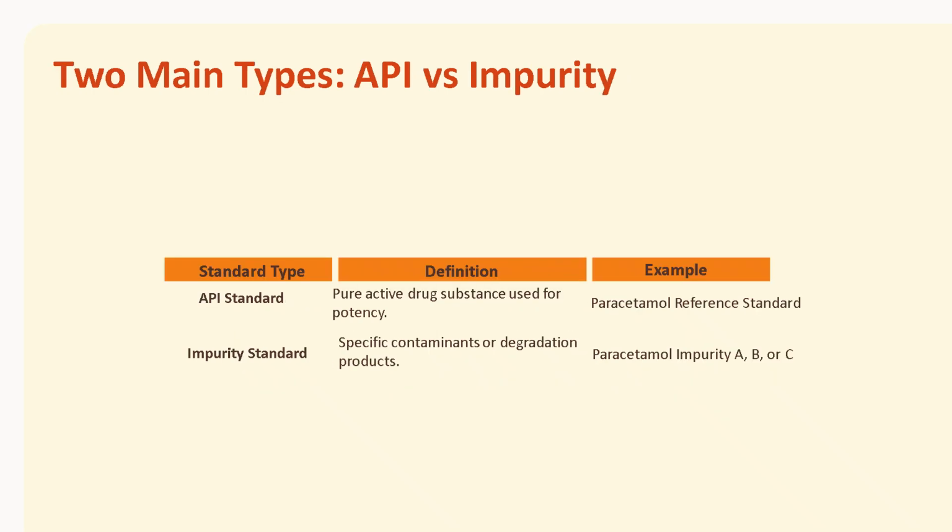In pharmaceutical analysis, we mainly work with two types of reference standards. The first is the API reference standard. This is the pure active pharmaceutical ingredient. For example, paracetamol reference standard. It represents the drug itself. The second type is impurity reference standard. These are specific unwanted substances, such as degradation products or process impurities. For example, paracetamol impurity A, B, or C. Each serves a different purpose, and selecting the correct one depends on what you want to analyze.